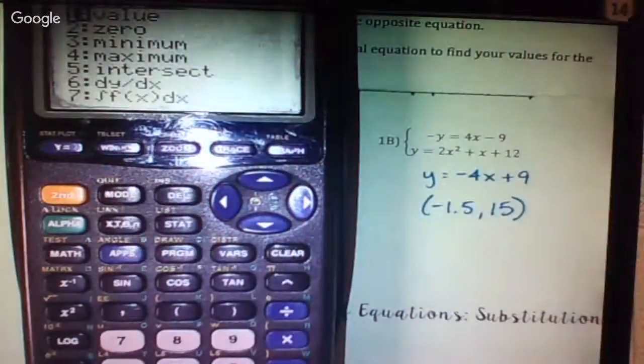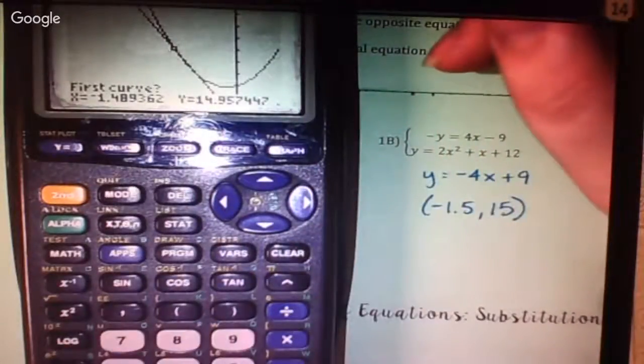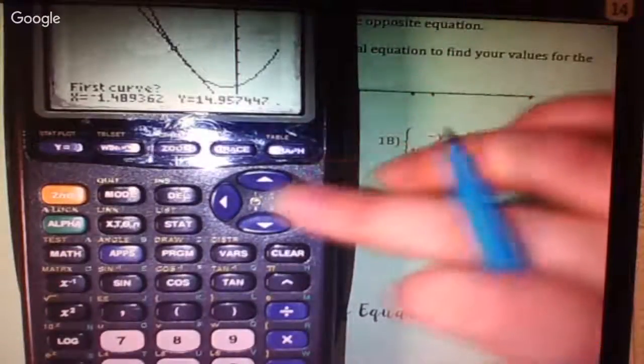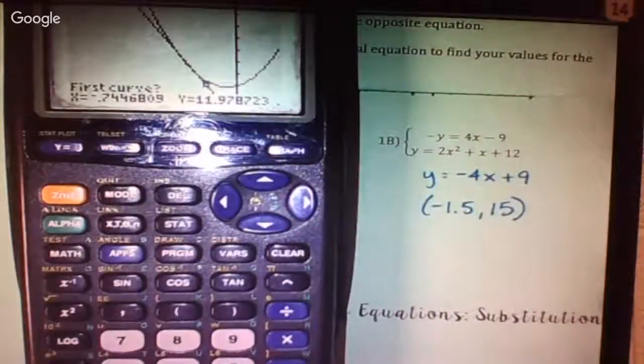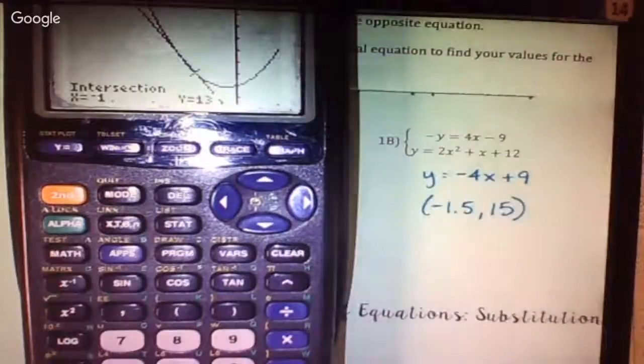Okay, so if I go back to second trace, and again, intersection. We think there's one closer to the right, which Brandon's already said. Yes, there is. I promise you. So move your cursor farther to the right on your graph, closer to the bottom of that parabola, and hit enter, enter, enter. So there actually is another one.